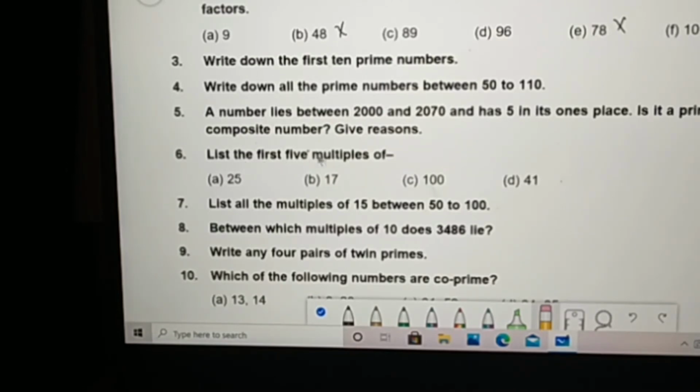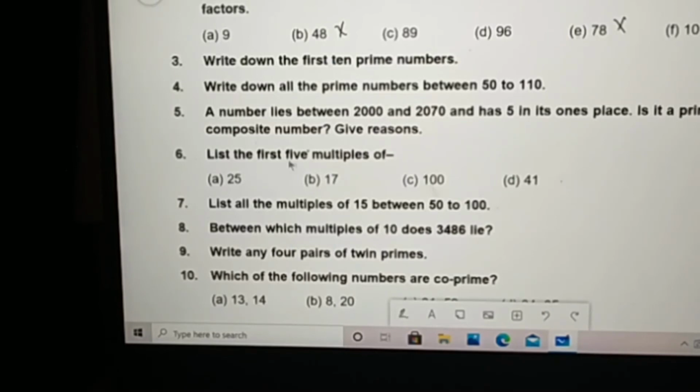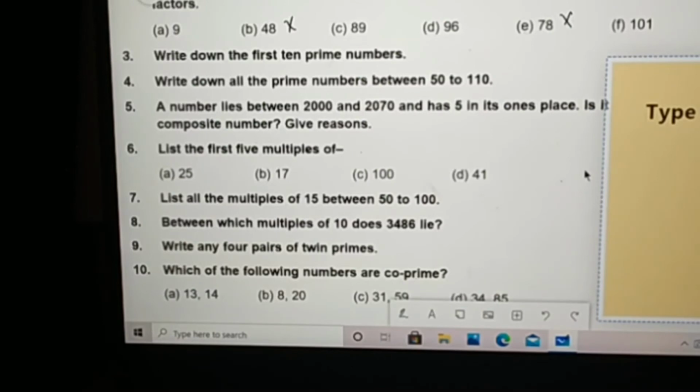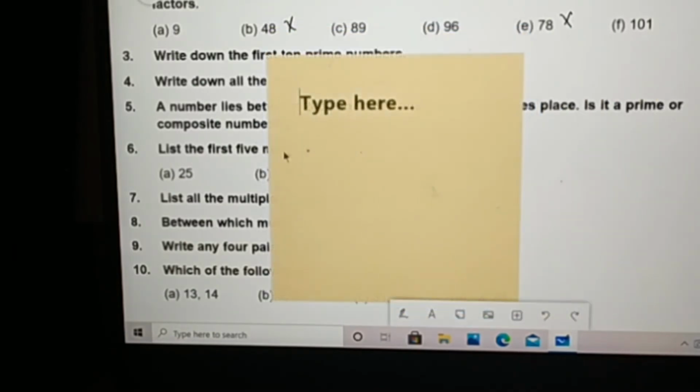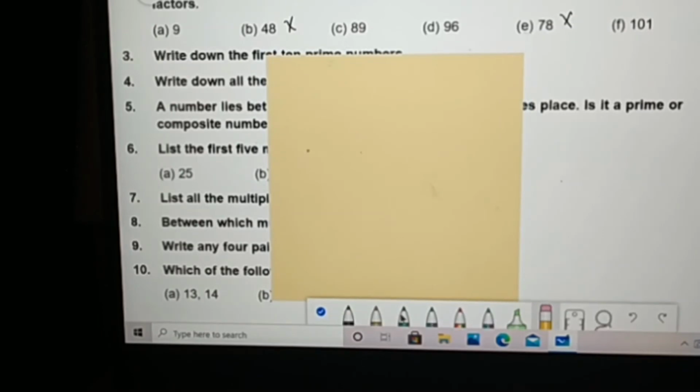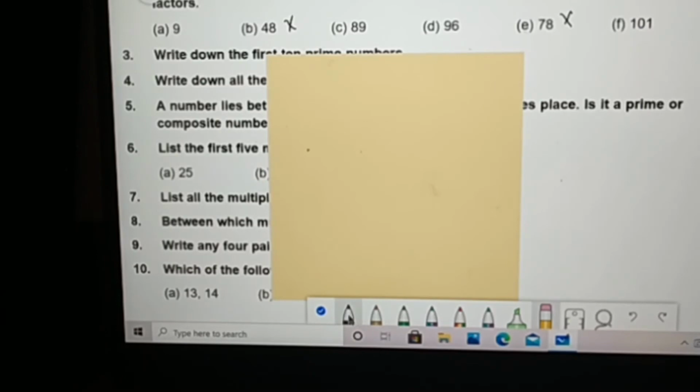Now you have to list the first 5 multiples. You have to just write the table of 25. So how will you find the first 5 multiples of 25? You just write down the table. 25 ones are 25, 25 twos are 50, 3s are 75, and 4s are 100. So these are the multiples of 25.